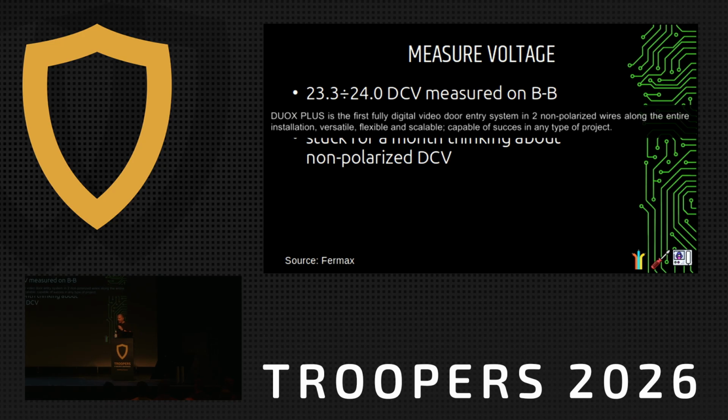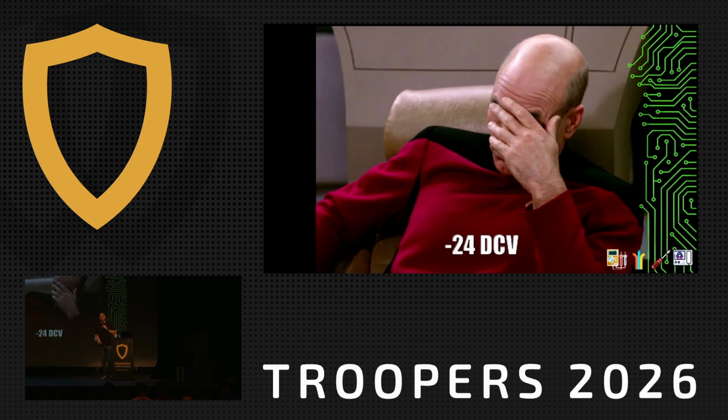So I was stuck for almost a month thinking about what non-polarized means. That's where I was. I measured 24 volts, and I thought, if it's DC, how is there no plus, no minus, right? And I was just looking at it and hypnotizing it and thinking, and then a month later I decided to swap the probes and measure it the other way around. And obviously it's minus 24 volts DC. Like, what was I thinking?